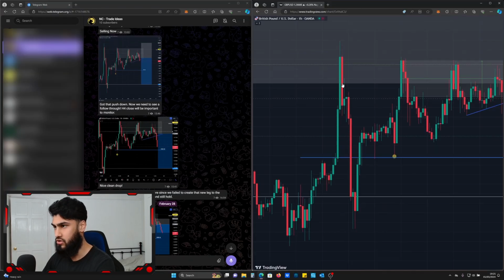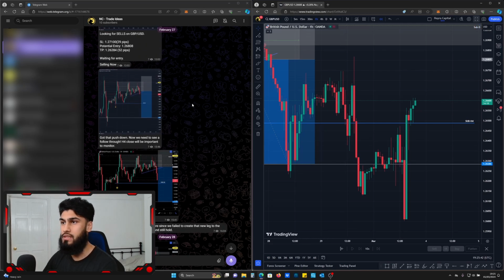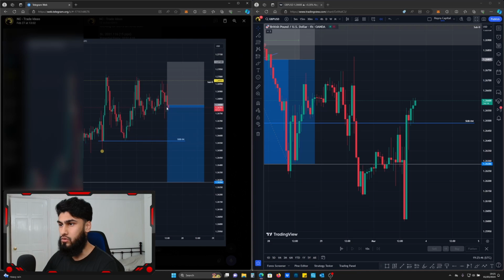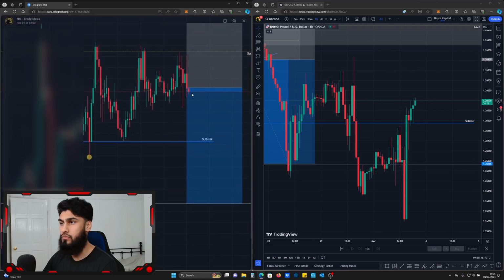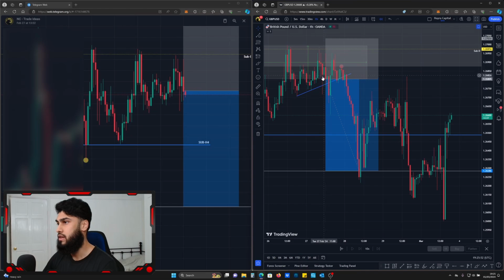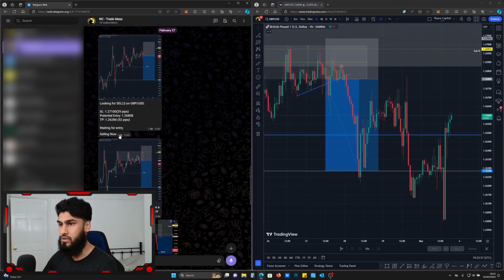Now if we cross check that with the Telegram group, as you can see, if we come up, I entered at the close of this candle. If I zoom in for you guys, you can see the bearish engulfing. That's where I ended up entering, which coincides with that perfectly. And then I also said "selling now."